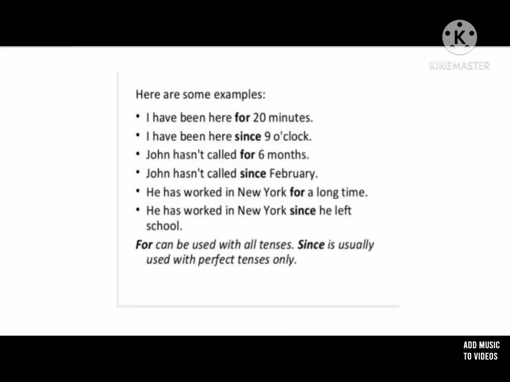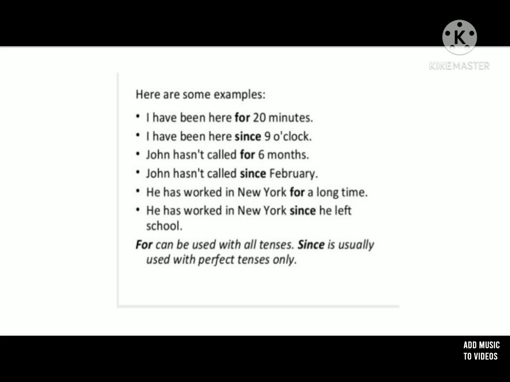Now let's have a look at these examples. I have been here for 20 minutes. I have been here since 9 o'clock. So here in between these two sentences, you can differentiate the meaning. The first one talks about the duration and the second sentence talks about the particular point in the past. For more examples, let's read the next one. John hasn't called for 6 months. 6 months shows the duration. John hasn't called since February. It shows the particular point in the past.